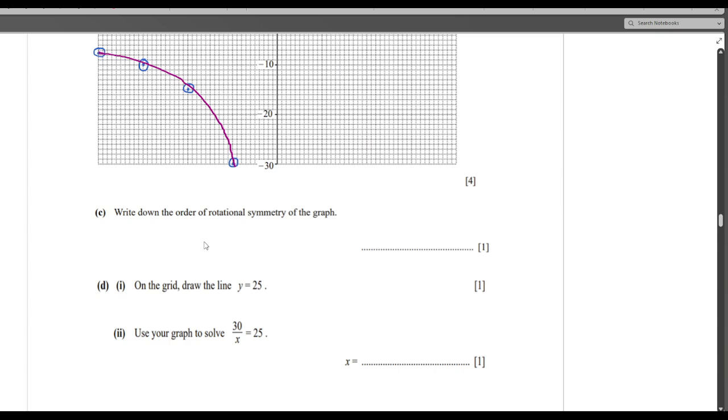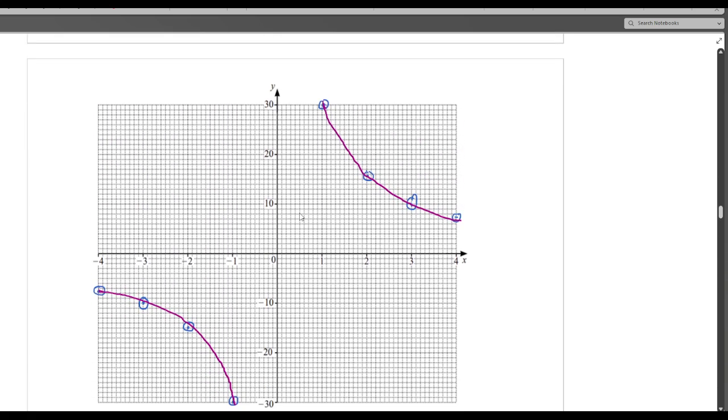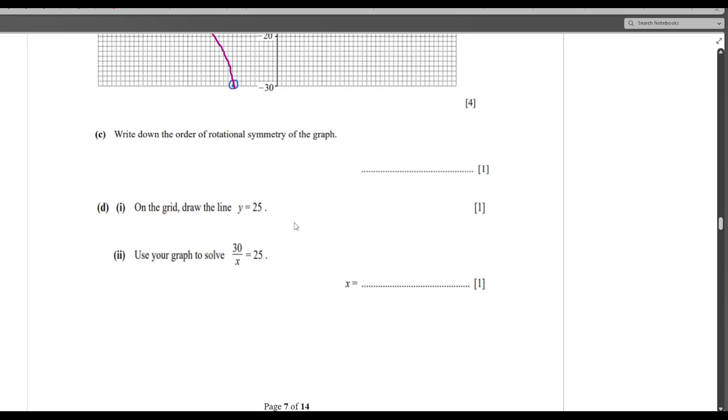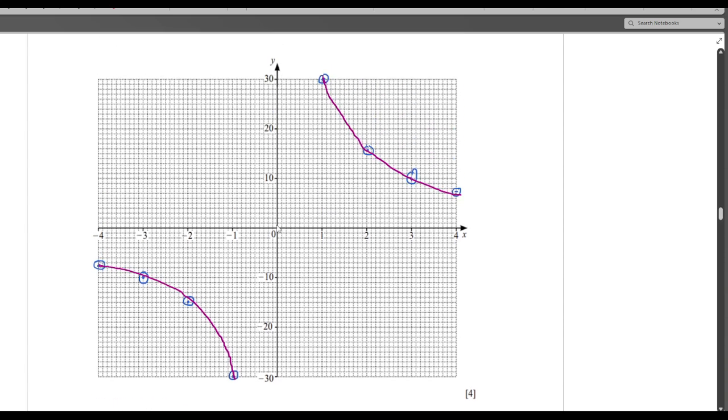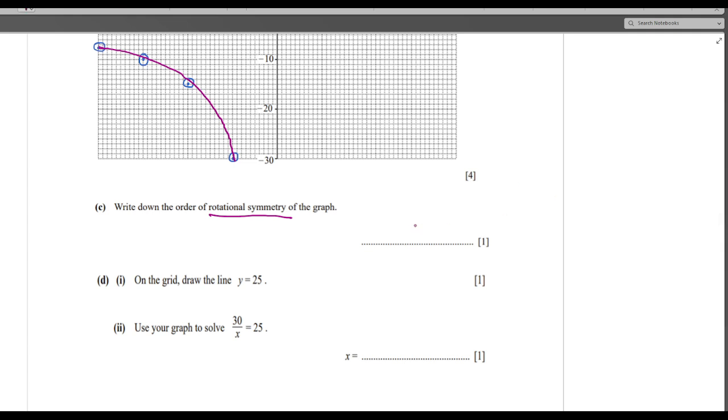Okay, now the next question is write down the order of symmetry of the graph. So here, order of rotational symmetry. If you rotate it about the origin, after 180 degrees you will get the same shape, and then again after 180 you will get the same shape. So I will say that my order of rotational symmetry is 2.